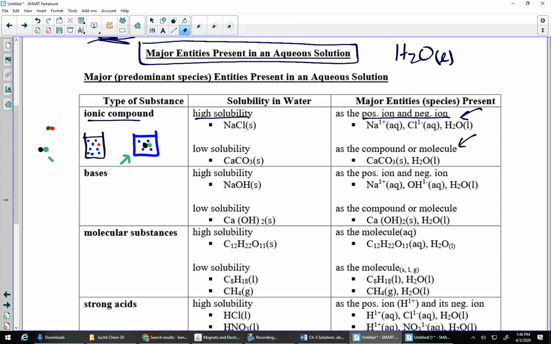Cool. Next one, bases. Well, bases, you probably remember, are just ionic compounds that contain hydroxide, or at least that's our definition for right now. So again, we check the solubility table. If they're high solubility, it breaks apart into its ions. If it's low solubility, it stays clumped together as whatever ionic compound it is. So in this case, calcium hydroxide stays as mostly solid calcium hydroxide. Nice. And of course, we've got water. It's one of the major entities in an aqueous solution.